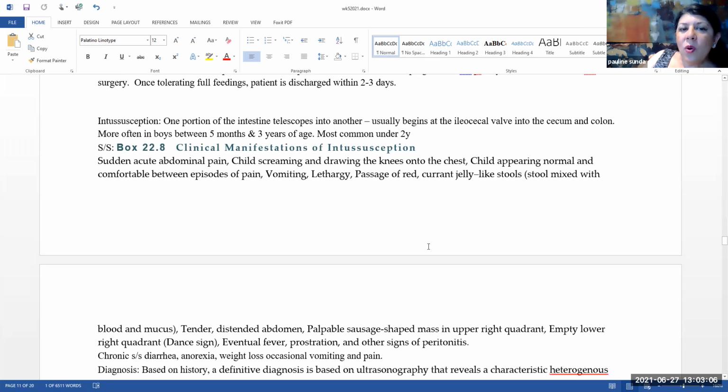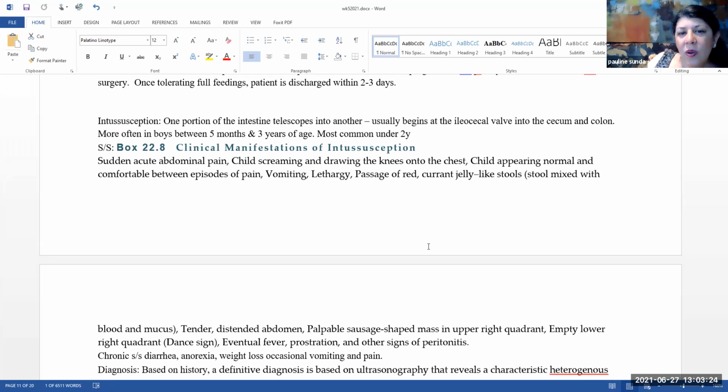Intussusception. This is where one portion of the intestine telescopes into another. It typically begins at the ileocecal valve into the cecum and colon. This is more often in boys between 5 months and 3 years of age. It's most common under 2 years of age.